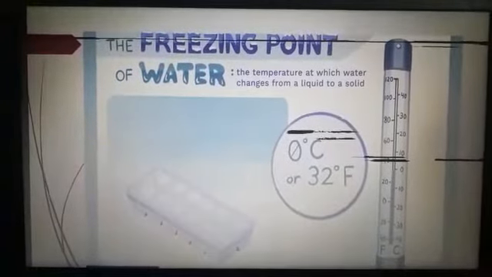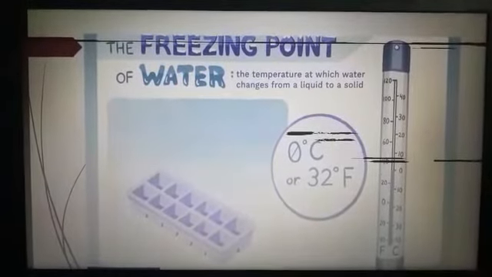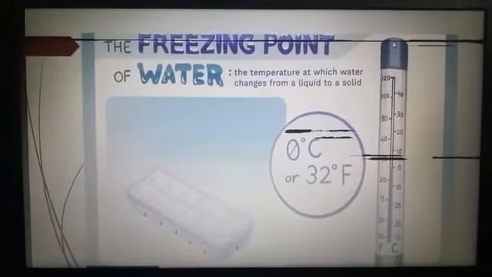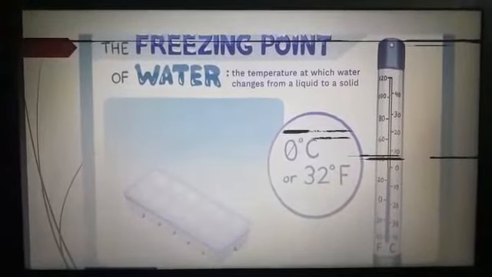The freezing point. The temperature at which water changes from a liquid to a solid. The freezing point of water is 0 degrees centigrade or 32 degrees Fahrenheit.